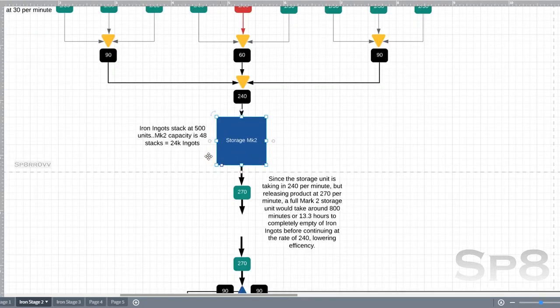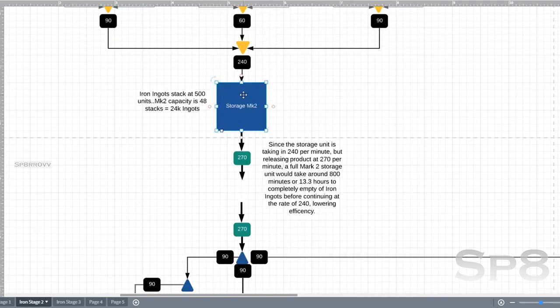Now here I've noted 24,000 ingots, 48 stacks of 500. The reason we want to store all this is because we can pull it back out on a Mark 3 belt at 270. We can put it in at 240 all day long, but when we pull it back out at 270, it's going to take a full storage unit of iron.